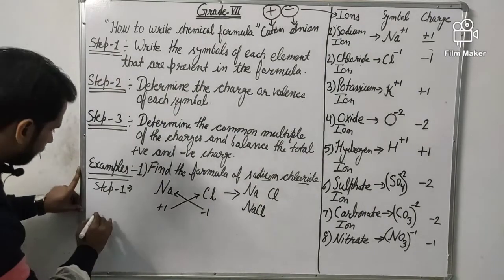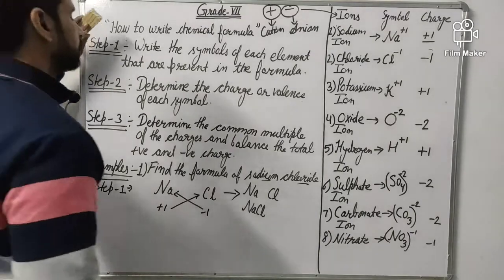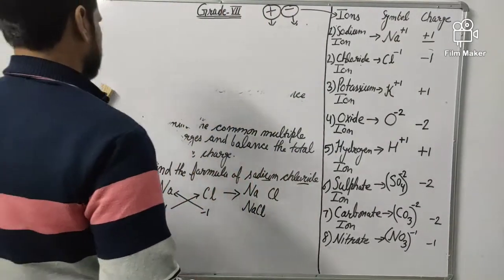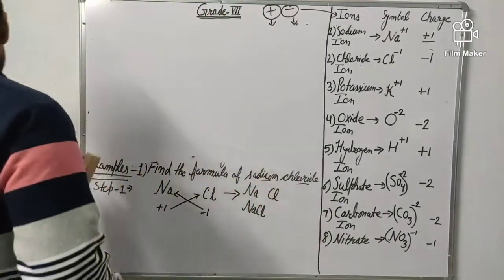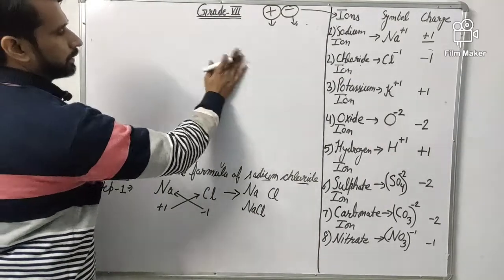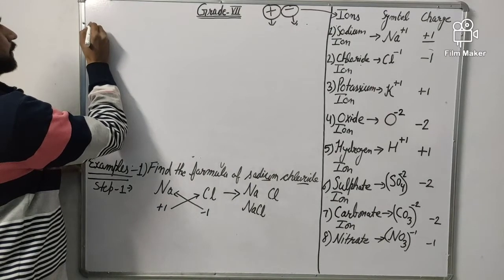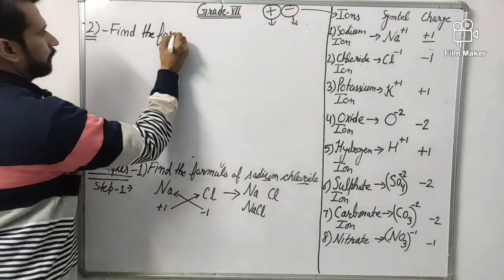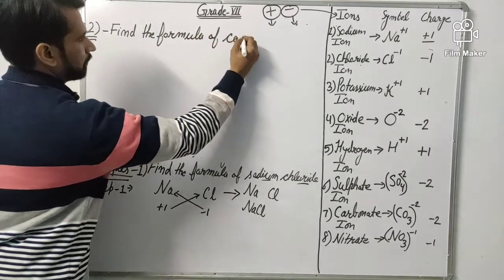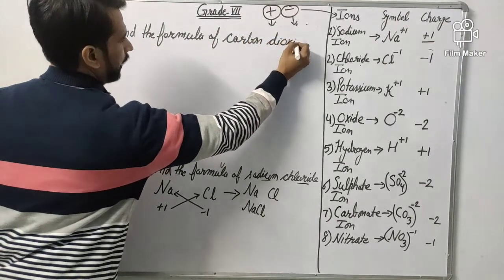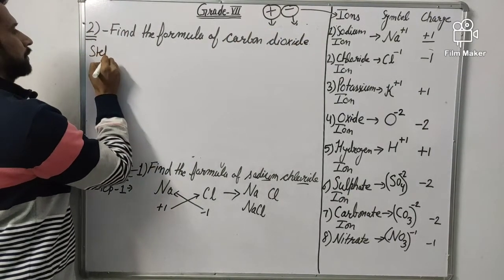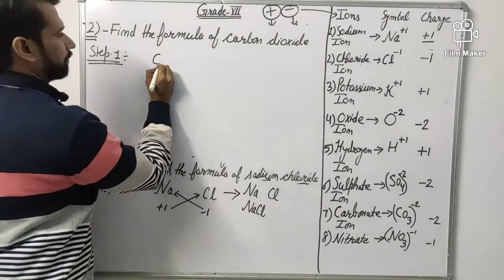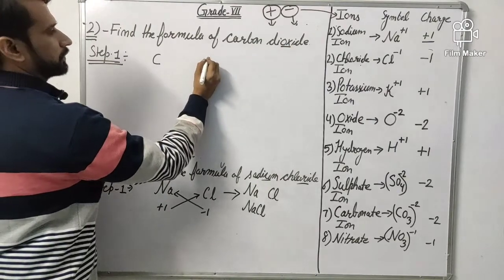Okay, take one more example. Example number 2, find the formula of carbon dioxide. So follow step number 1. What is step number 1? Write the symbol of the elements. First is carbon, symbol of carbon is C. Second is dioxide, oxide, symbol of oxygen is O.